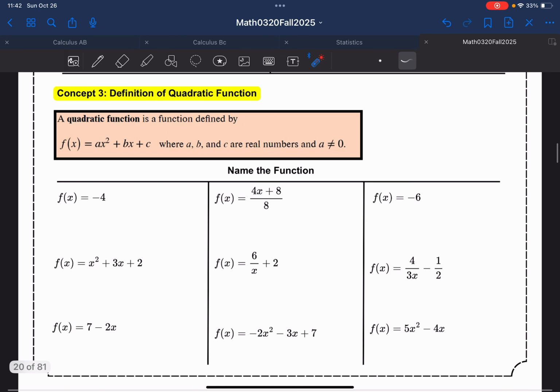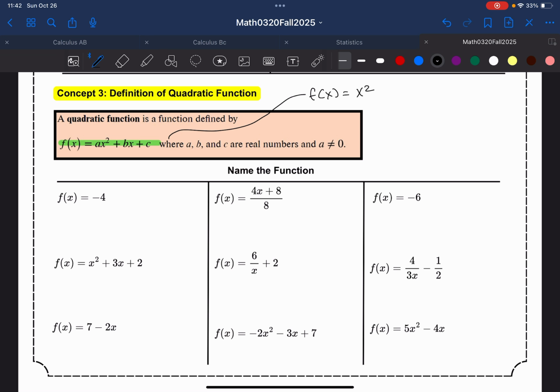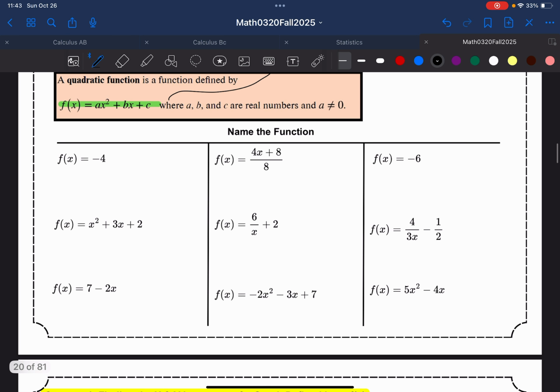Okay, next concept is talking about a quadratic function. A quadratic function is f of x is equal to ax squared plus bx plus c. And a quadratic function is using that parent function f of x is equal to x squared. So they're going to look like the U shape, either the regular U shape or the upside down U shape. Okay, so it wants us to name the function.